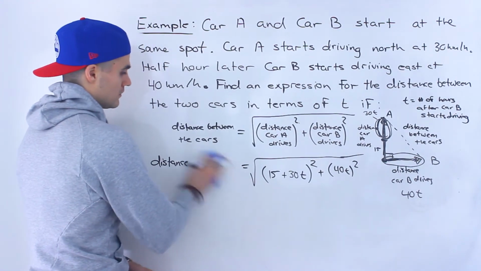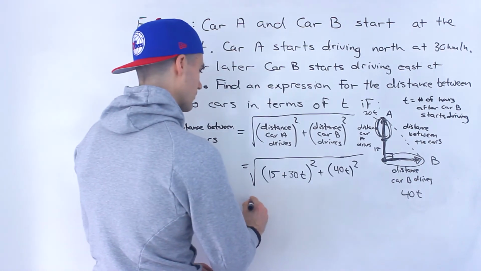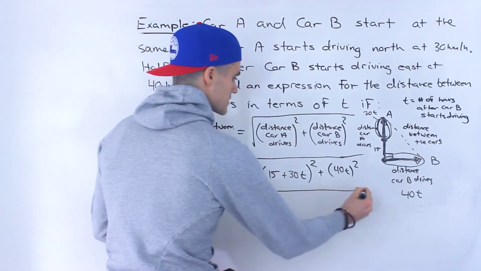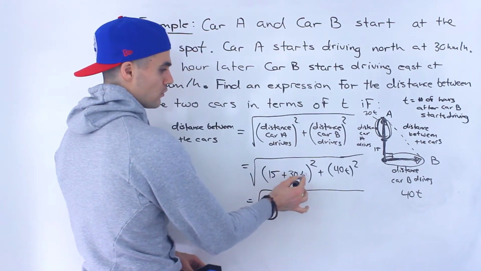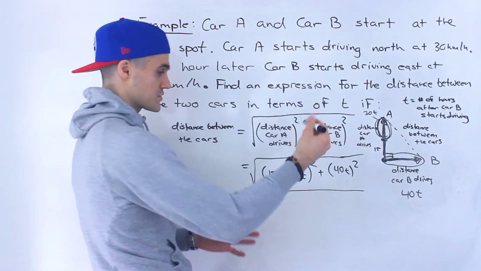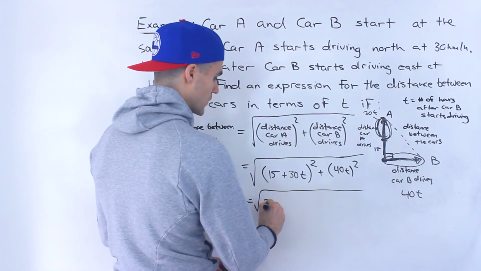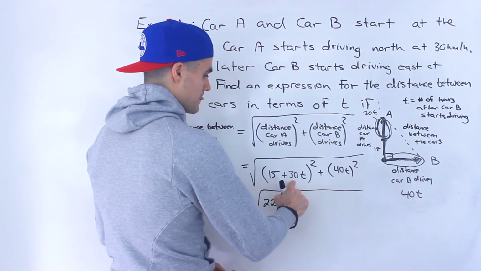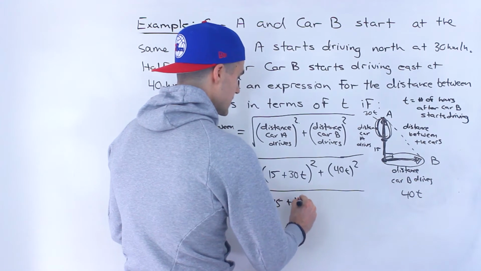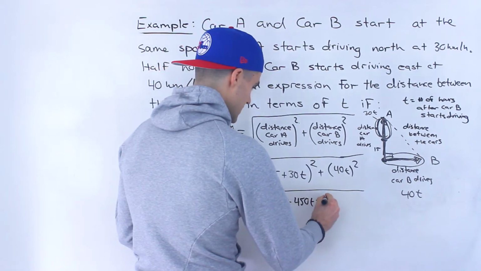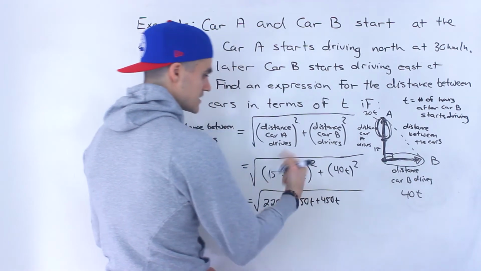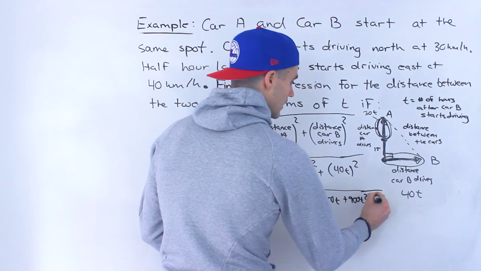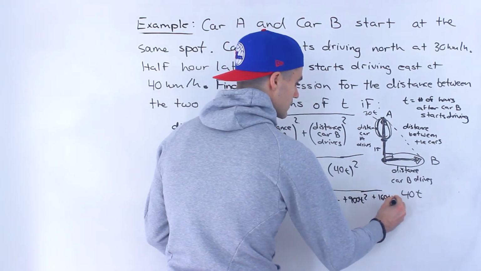Right? And so from here, really what we've got to do is just expand and simplify this. So notice that if we FOIL this out, 15 plus 30t times 15 plus 30t, 15 times 15 would give us 225. And then 15 times 30t would give us what? 450t plus 450t. And then 30t times 30t gives us 900t squared. And then this here is going to be 1,600t squared.